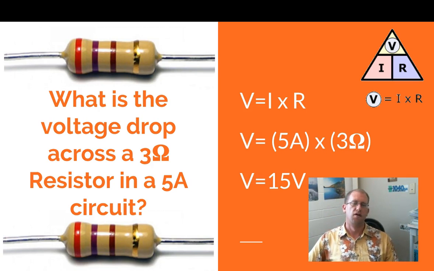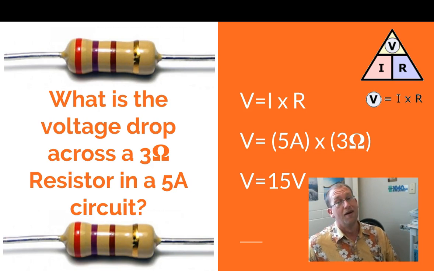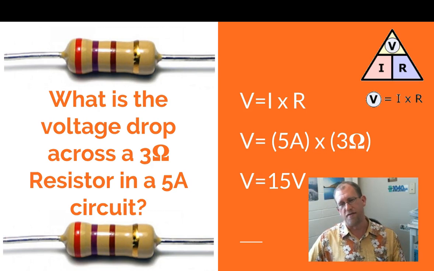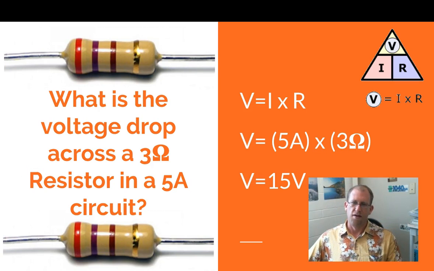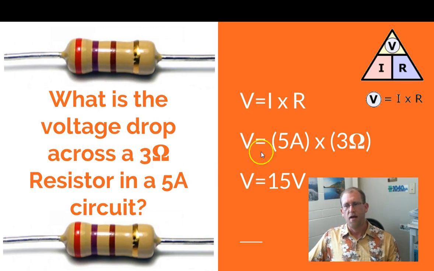Now, first of all, that's a stupidly large resistor. Most of the time resistors are not more than 1 ohm. Most of the time resistors are fractions of an ohm. But for the sake of this example, we'll pretend that this resistor is a 3 ohm resistor. Okay? Pretending. That's not what that is. But we have 5 amps, we have 3 ohms.